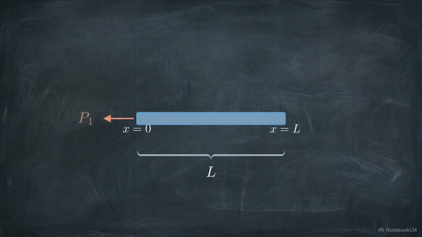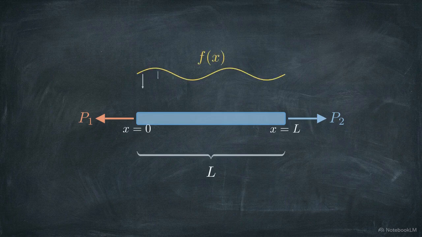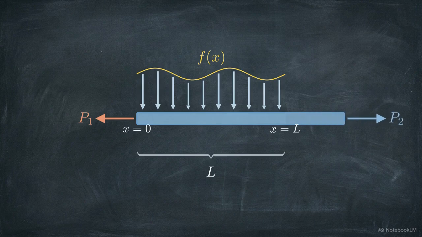We begin with a one-dimensional bar element of length L. We define point loads at the boundaries, P1 at x equals 0 and P2 at x equals L. Across the length, we account for a distributed force, f of x. These loads cause the bar to deflect, a displacement we define as the variable u.